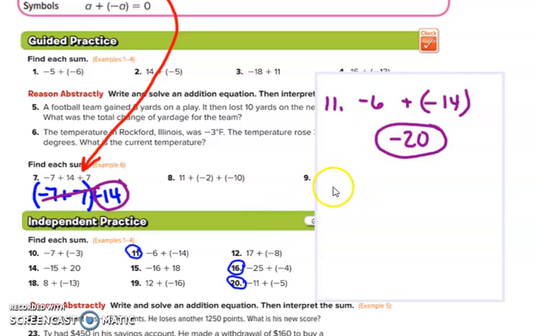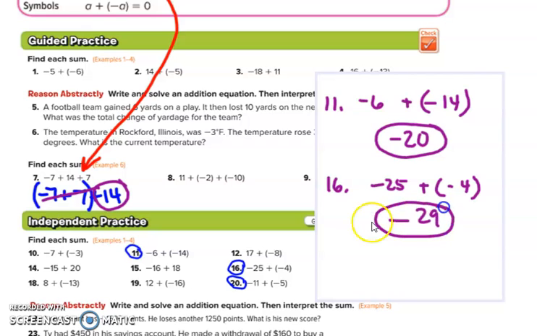Okay, rewind these if you need to and listen to them again. Go right ahead. Okay, 16. Okay, we've got a negative 25 plus a negative 4. Okay, negative plus a negative makes a bigger negative. So we're going to have a negative 29. Okay, number 20. You've got a negative 11 plus a negative 5. Again, a negative plus a negative makes a bigger negative.